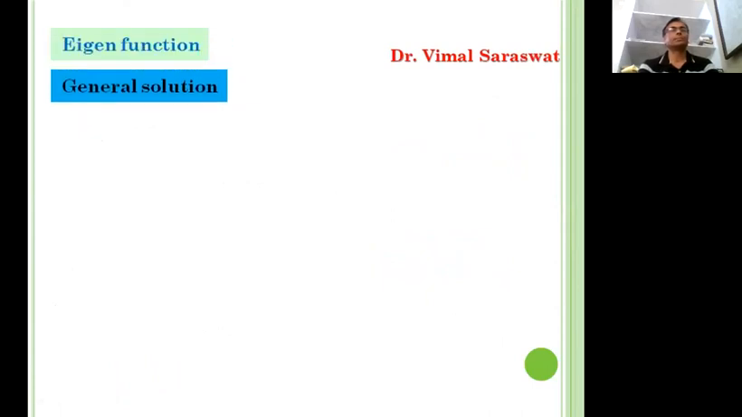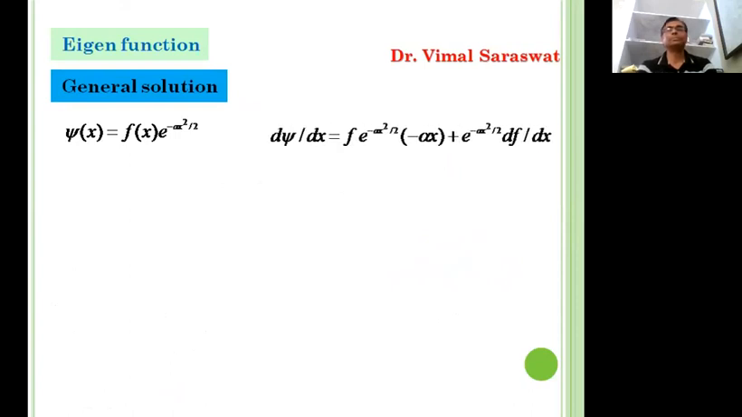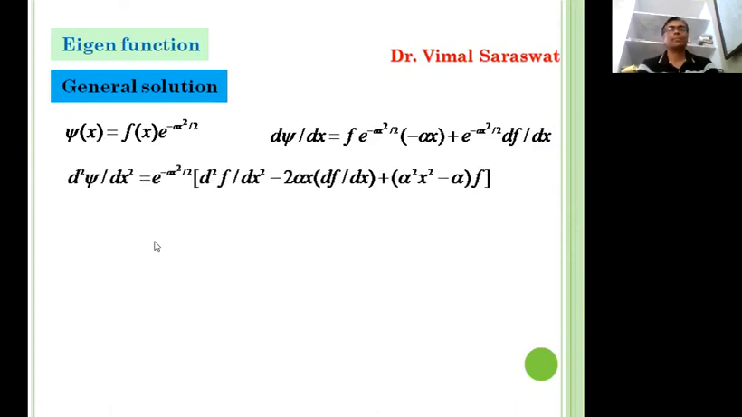Now, the general solution. Let the general solution of our simple harmonic oscillator problem be psi equal to f exponential minus alpha x square by 2. So the differential of psi, d psi by dx, is equal to f exponential minus alpha x square by 2 into minus alpha x, plus exponential minus alpha x square by 2 into df by dx, and the second differential of psi will be this one.